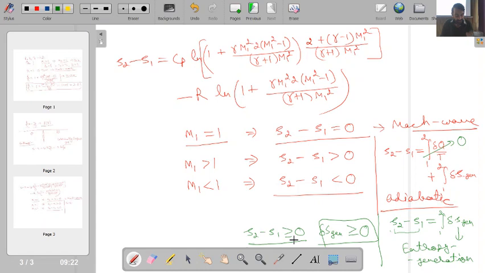So it means this third condition which I am getting for Mach number less than 1, S2 minus S1 less than 0, is something which is not feasible.